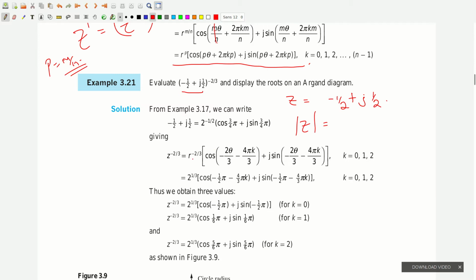So we have r, which I think was 2 to the power negative 1/2, and that was our theta, our principal argument. So what do we have here? If we have z to the power negative 2 over 3, it is going to be equal to r to the power negative 2 over 3, but r was that. Then r to the power negative 2 over 3 is going to be negative 2 over 3 times that.